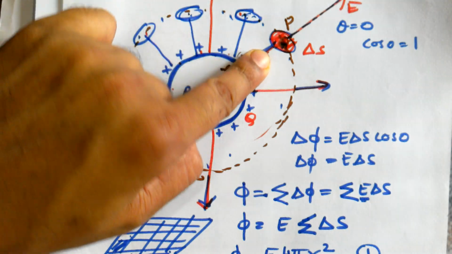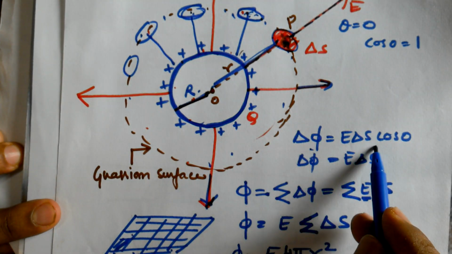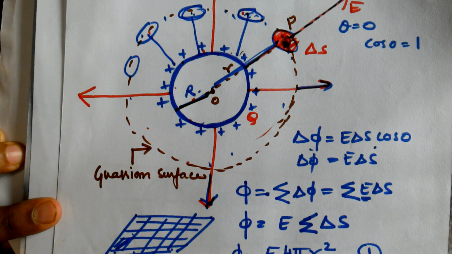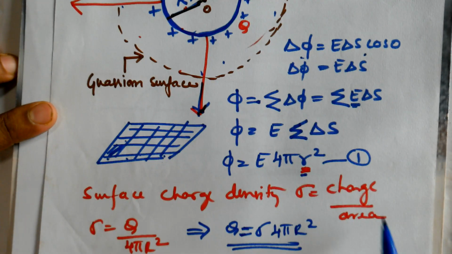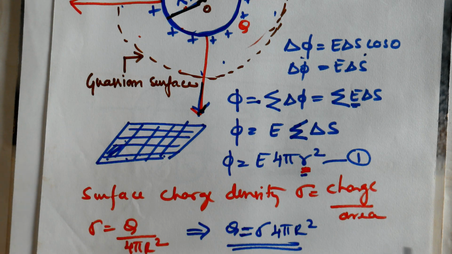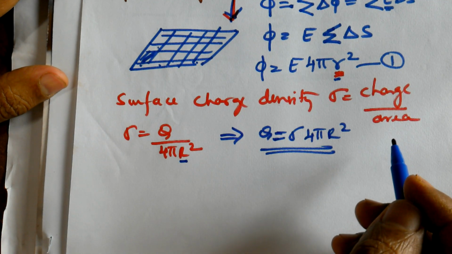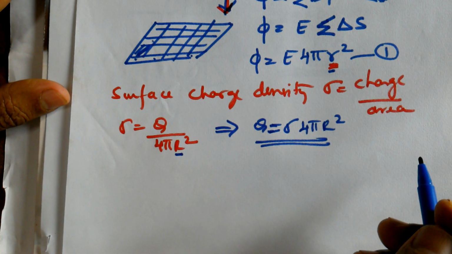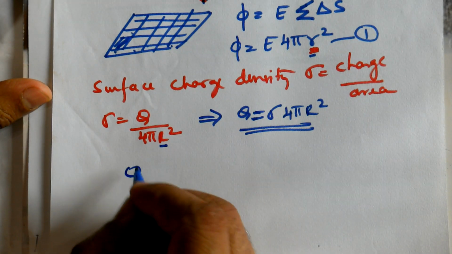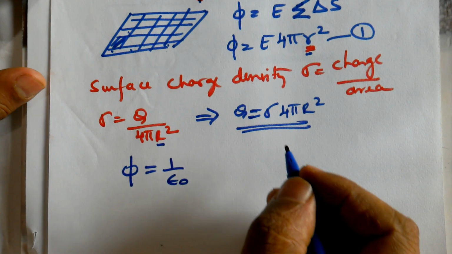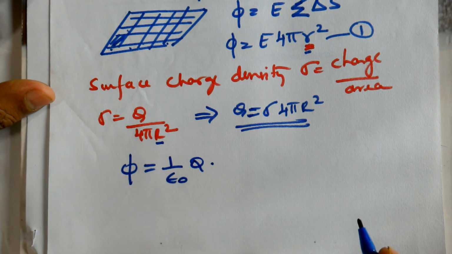By taking the flux through a small area and summing it over the Gaussian surface, we got this formula, equation 1. Now I want to find the flux through the entire Gaussian surface using Gauss law. Gauss has given a very simple formula: flux through the entire Gaussian surface is 1 by epsilon naught times the total charge within the Gaussian surface.